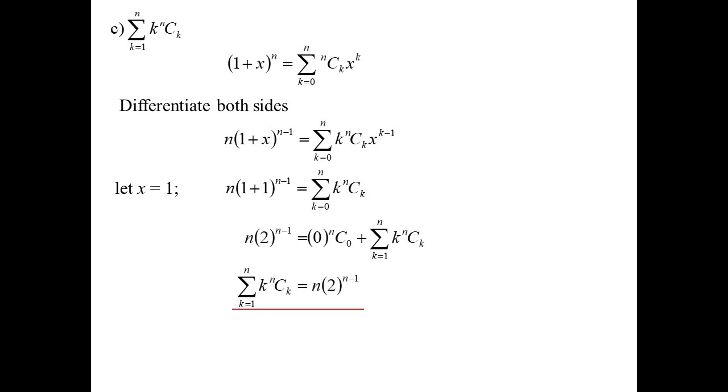And how close are we? Again, they wanted from 1 to n. We've got 0 to n. So pull out the 0. Well, actually, that term turned out to be 0 anyway. But that's all right. So we now have our relationship. n times 2^(n-1).